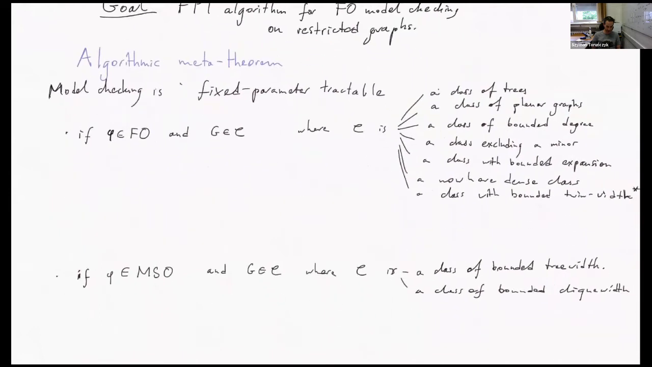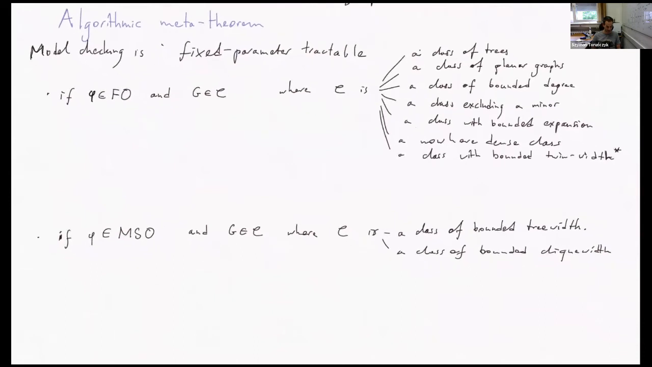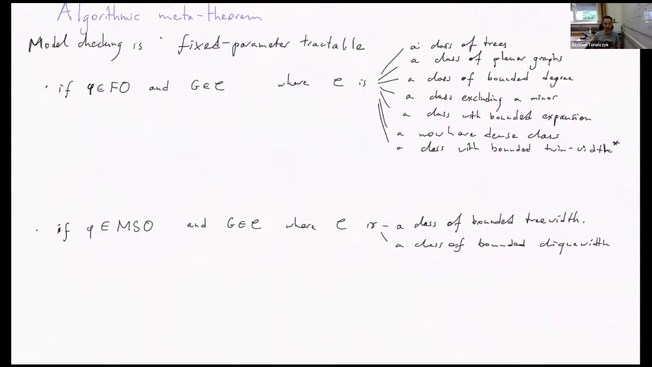All those results are algorithmic metatheorems. Here's another example of an algorithmic metatheorem, which is for the more powerful logic, monadic second order logic, which I mentioned, where you can quantify over sets of vertices. Similarly, for any property which you can express in monadic second order logic, like three colorability, four colorability, connectivity, and so on, each of those problems can be solved with this FPT running time on classes of bounded tree width or classes of bounded clique width. Those are results due to Courcelle.